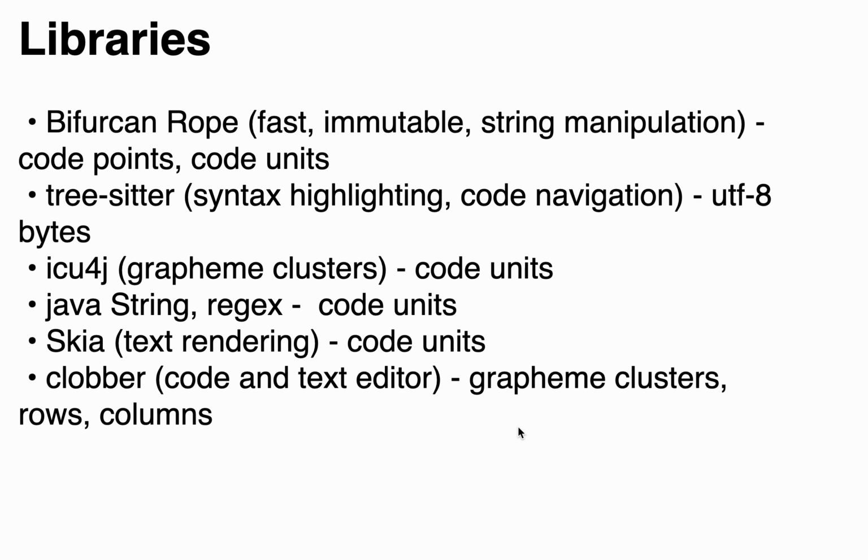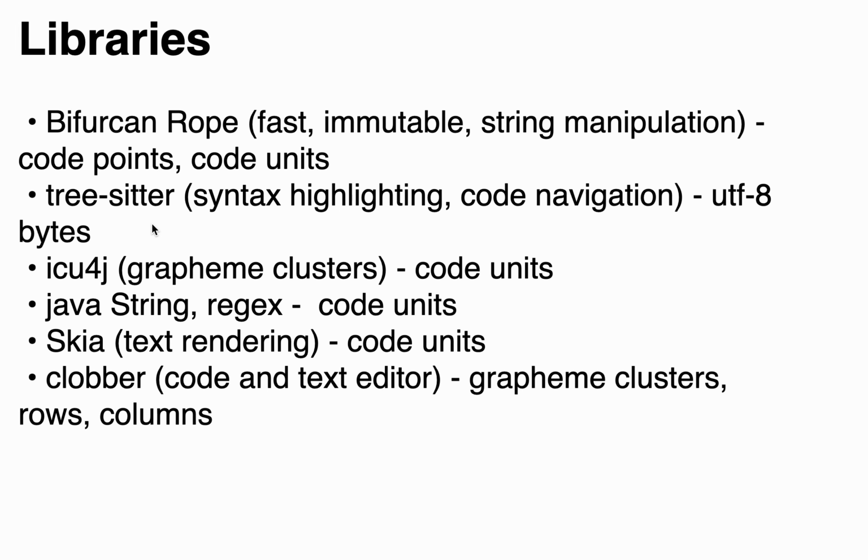So let's look at some of the tools of the trade. If you're representing text, you need some data structure to store it, and we use Bifurcan's rope for fast immutable string manipulation. We have Tree-sitter, which we use for syntax highlighting, code navigation, and structured editing. We have ICU4J, which helps us turn code units into grapheme clusters. We have the Java standard library with all the functions that work with strings and regular expressions.